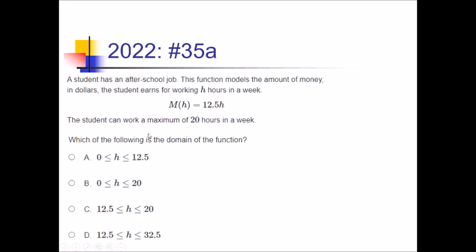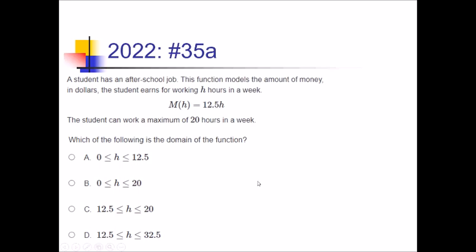Based off of this, we want to know the domain of the function. That's the first part of this question. So the domain is all the acceptable inputs, and the inputs in this case are the number of hours that our student can work. So we have to figure out how low can we go, how high can we go.